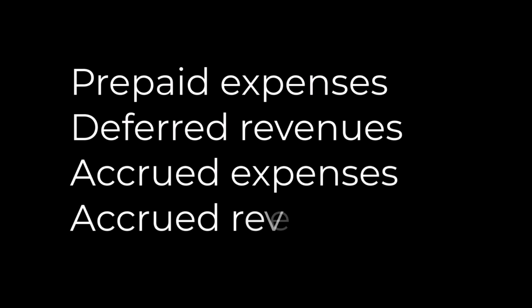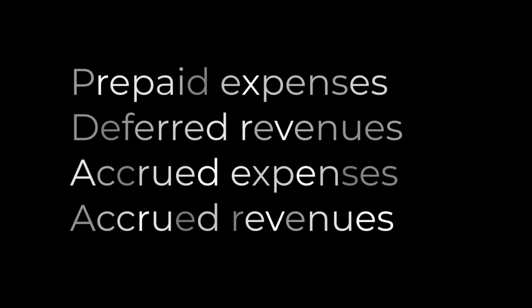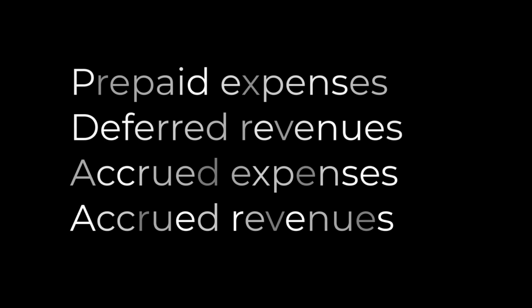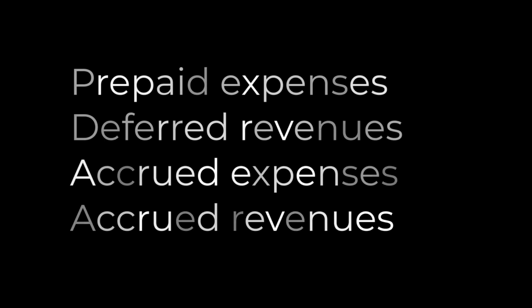So there you have it, the four types of adjusting entries: prepaid expenses, deferred revenues, accrued expenses, and accrued revenues. While they may seem complex, their purpose is simple: to ensure that we follow the revenue recognition and expense recognition principles. By making these adjustments, we create more accurate and timely financial statements that give a true picture of a company's operations.